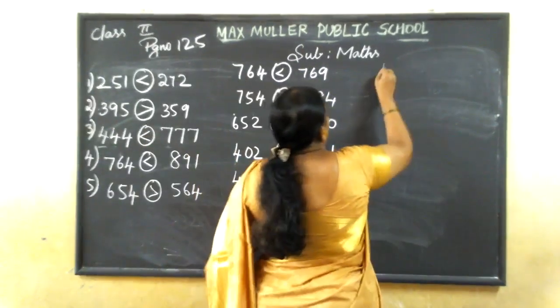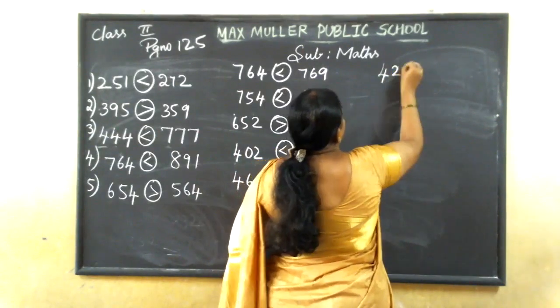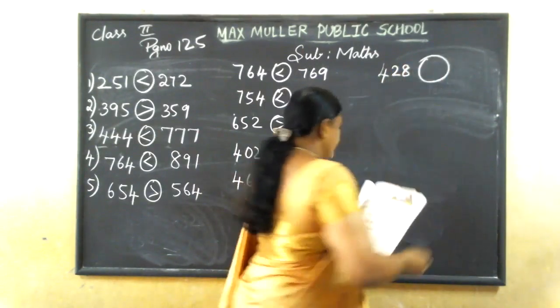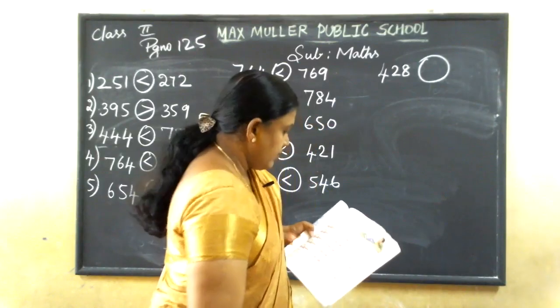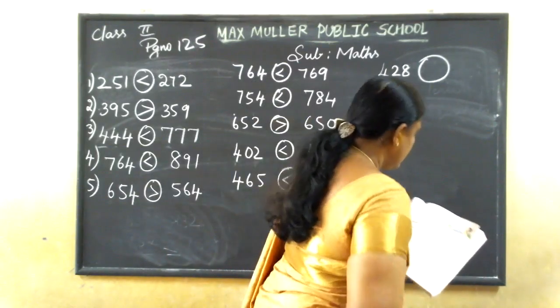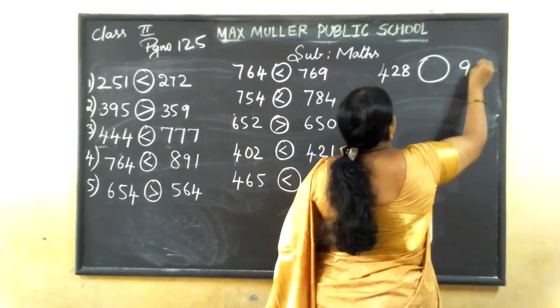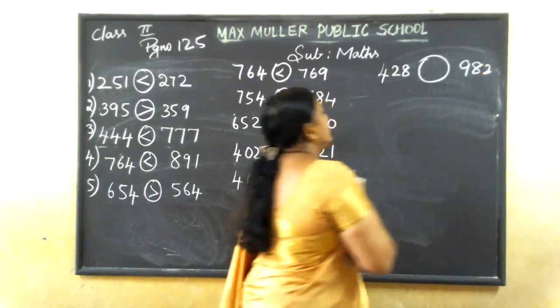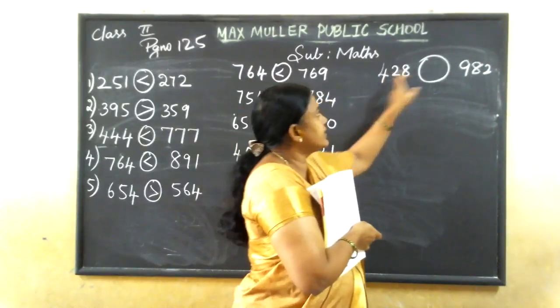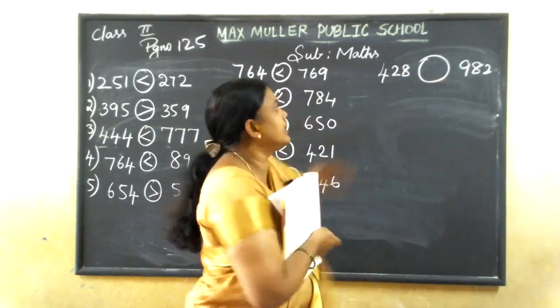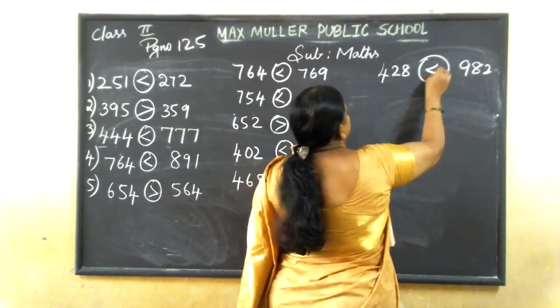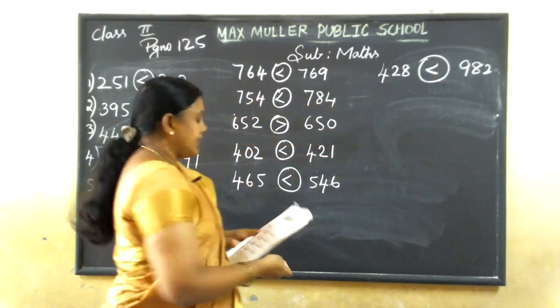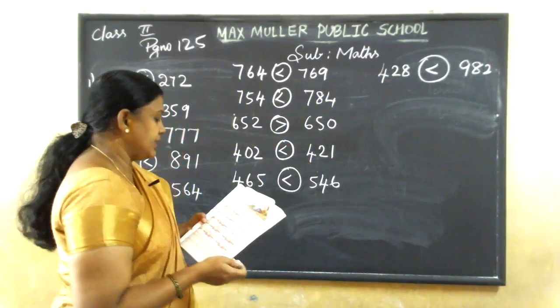Third one, 428 and 982. See the hundreds place, children. In hundreds place, here 4 is there, here 9 is there. Which one is greater here? 9 is the greater. So 428 is less than 982.